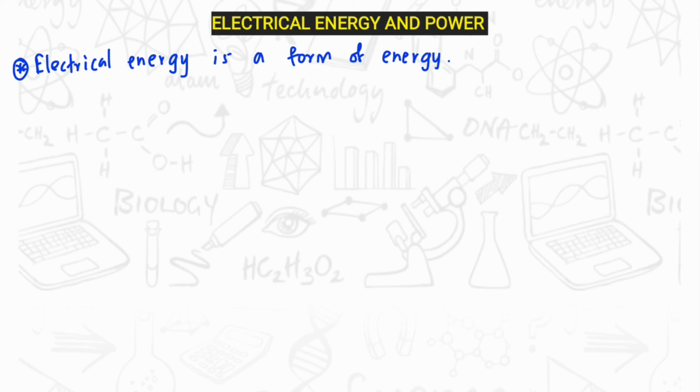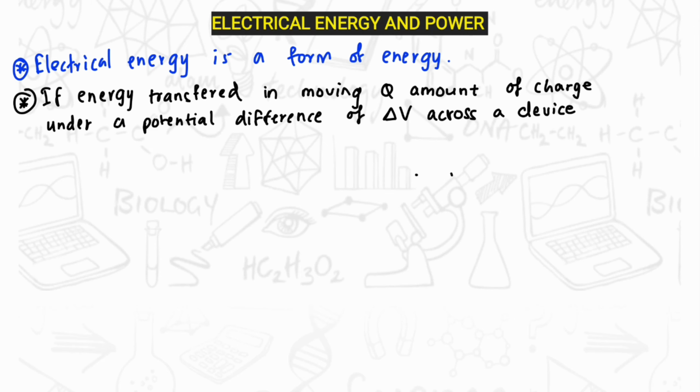In this video we will be learning about electrical energy and power. Electrical energy is a form of energy. If energy is transferred in moving Q amount of charge under a potential difference of delta V across a device, the energy is given by W equals Q times delta V.